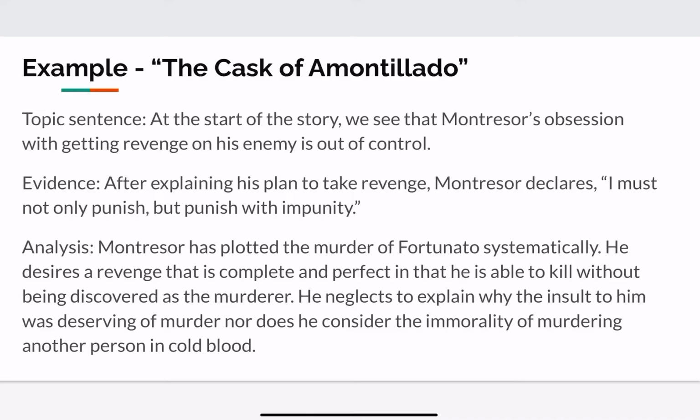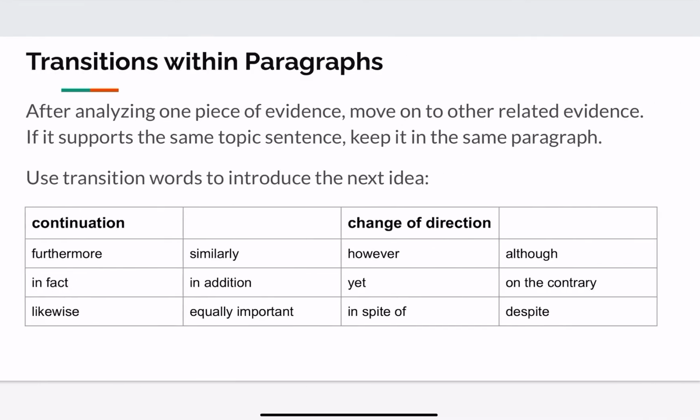I'll continue here. He desires a revenge that is complete and perfect in that he is able to kill without being discovered as the murderer. He neglects to explain why the insult to him was deserving of murder, nor does he consider the immorality of murdering another person in cold blood. So that analysis is meant to show that he's out of control because of his desire for revenge.